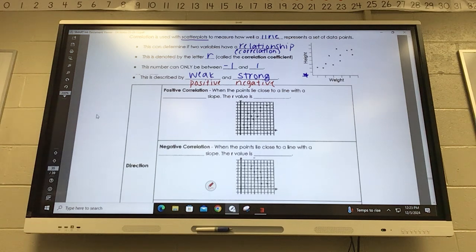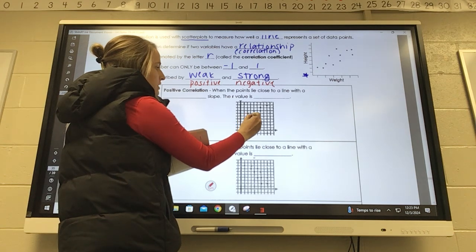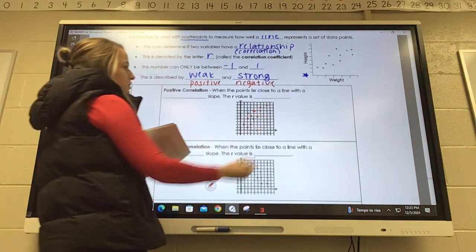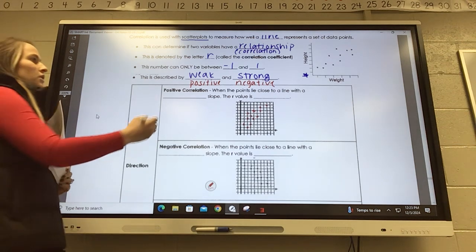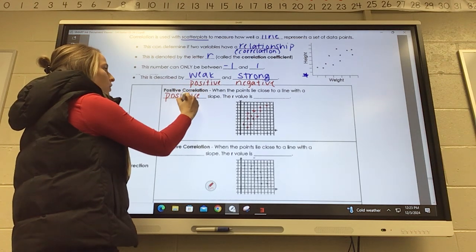With a positive correlation, when your points lie close to a line and they go uphill in this shape, I know it's kind of hard to see your points. I'll trace them so that way you can see them a little better. You can trace them on your paper too if you need to. But see how even though it's not a perfect straight line, you can still tell it's going up? Yeah? So that still means it has a positive slope. It's going uphill.